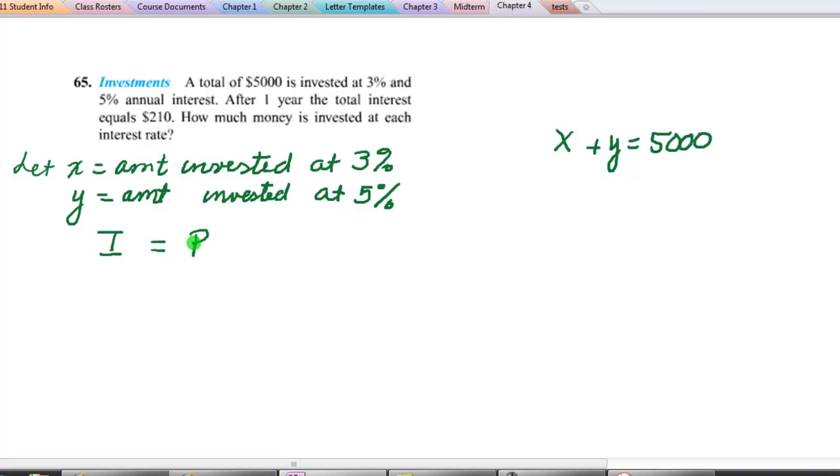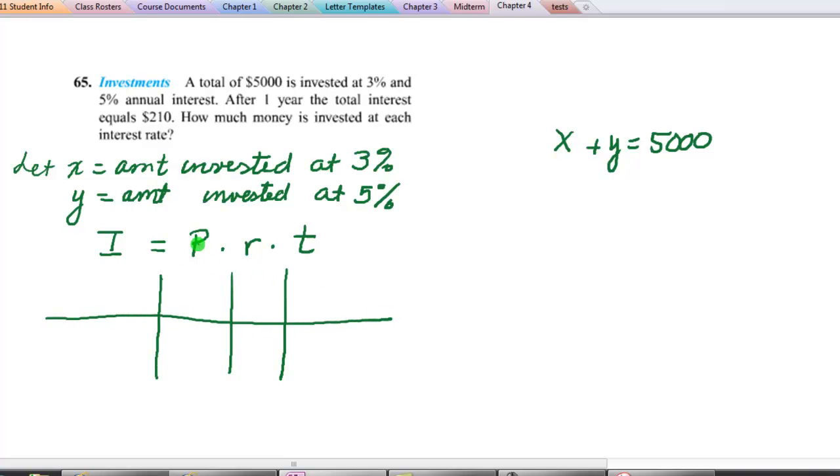Now our second equation is going to involve the interest that's earned on these 2 amounts. So we're going to use the equation I equals principal times rate times time. And so I'm going to make a little table here to allow us to organize our thoughts. The principal, the P, that's the amount of money that you invest at each of the rates. So x amount of money is invested at the 3% or 0.03 rate. And it tells you that it's for 1 year. So t equals 1 for 1 year.